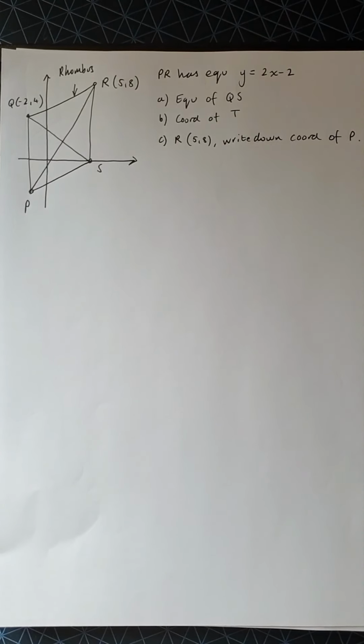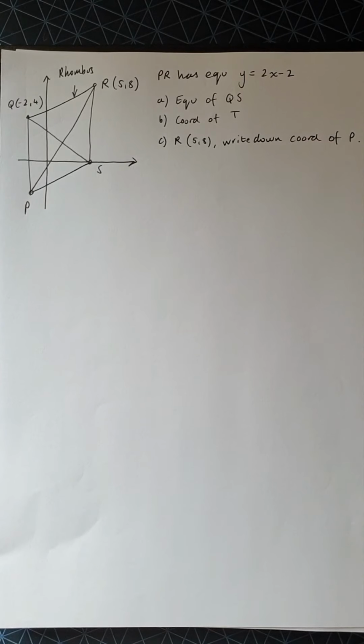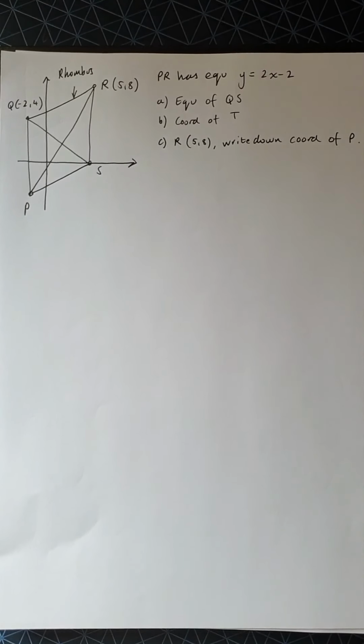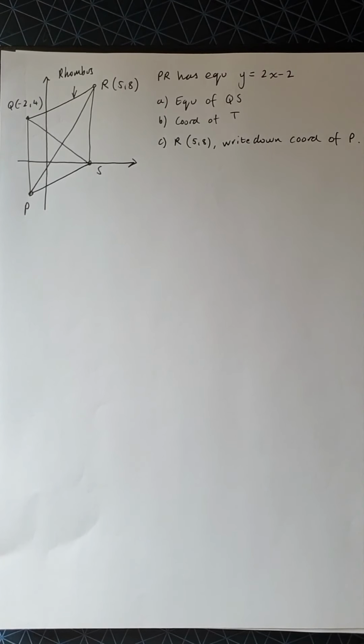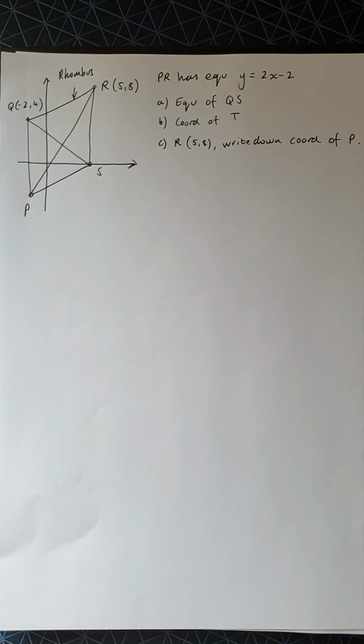Okay, another wee video on this example here. This is actually question 9 from the worksheet that I posted yesterday. I've just abbreviated the question a wee bit. So just to explain the diagram, we've got a rhombus. We have the point Q, which is -2, 4. We have the point R, which is 5, 8.